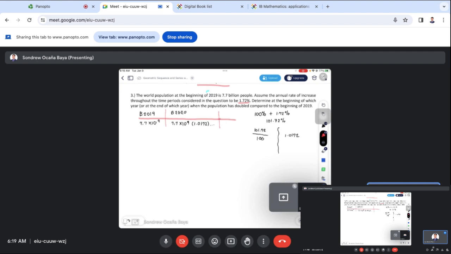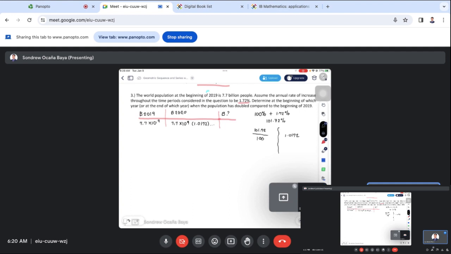Okay? And that's it. So from here, I think this is already enough for us to answer the question. The question is, determine at the beginning of which year or at the end of which year when the population has doubled compared to the beginning of 2019. So it's better for us to focus on the beginning. When we already know the beginning of which year, then the beginning of that year could be the end of the previous year. Okay, so let's focus on the beginning of which year.